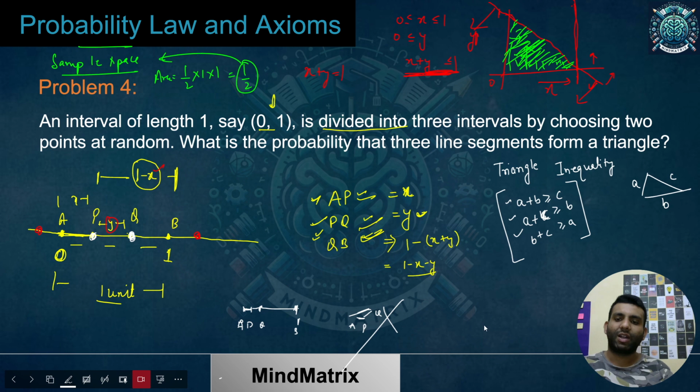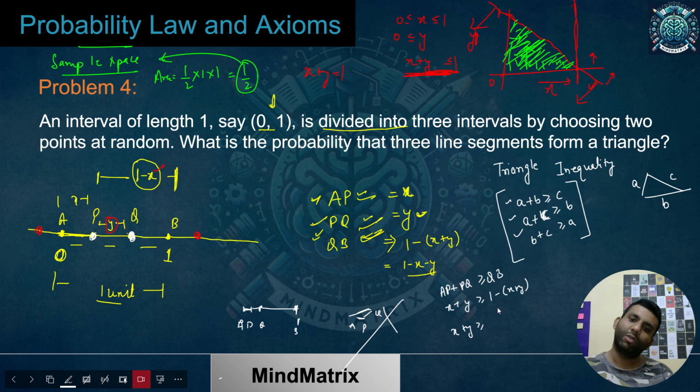So let's write the condition for each of them. For AP plus PQ greater than or equal to QB, what do I get? I get X plus Y must be greater than 1 minus X plus Y. So this will come over here, it will be twice of X plus Y greater than or equal to 1. So X plus Y is greater than or equal to 1 by 2. So this is the first one.